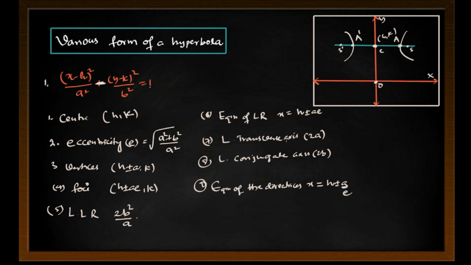Length of transverse axis is 2a. Length of conjugate axis is 2b. And equation of directrices is x equals h plus or minus a by e.